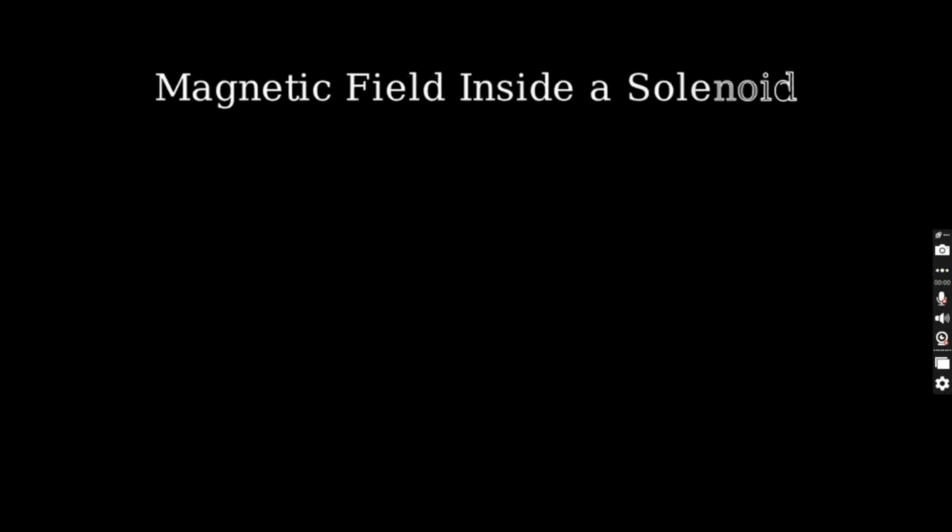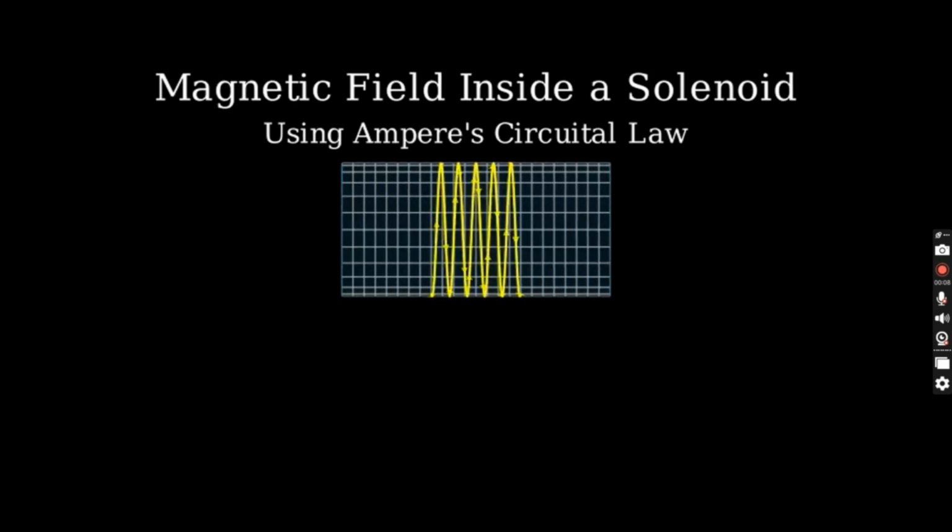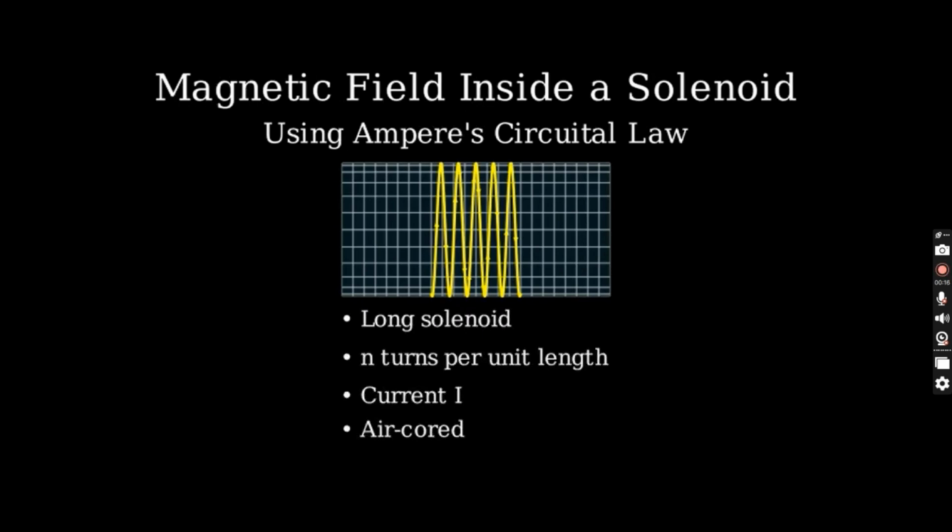Welcome to Math GPT. Today, we'll derive the expression for the magnetic field inside a long current carrying solenoid using Ampere's circuital law. Let's start by visualizing a solenoid. A solenoid is a coil of wire wound into a helix carrying a current I. For our derivation, we'll assume the solenoid is very long, has n turns per unit length, and is air-cored.